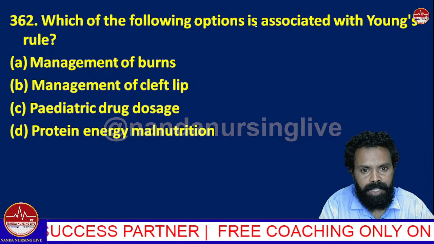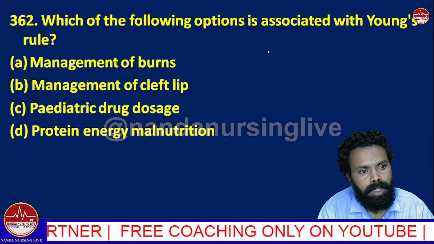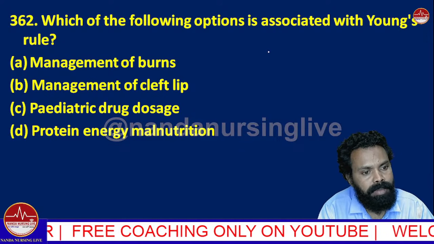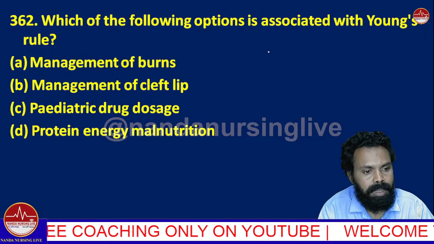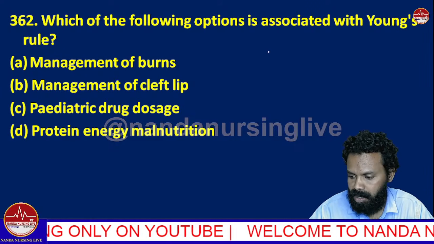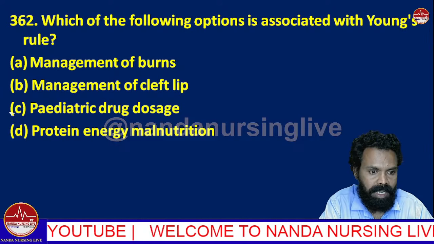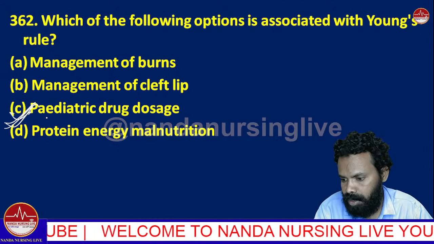Which of the following options is associated with Young's rule? Option A is management of burns, option B is management of cleft lip, option C is pediatric drug dosage, option D is protein energy malnutrition. So which option is the correct answer? The correct answer is pediatric drug dosage, right?